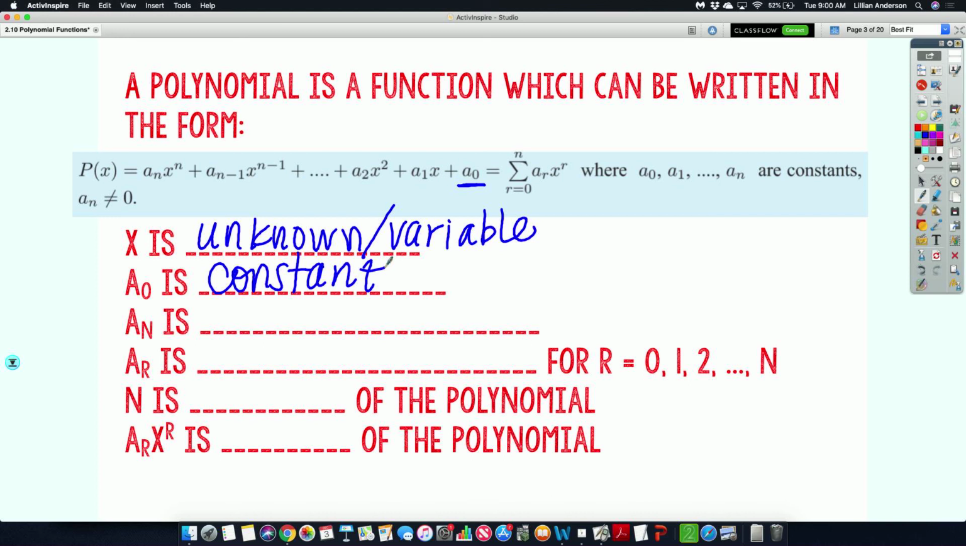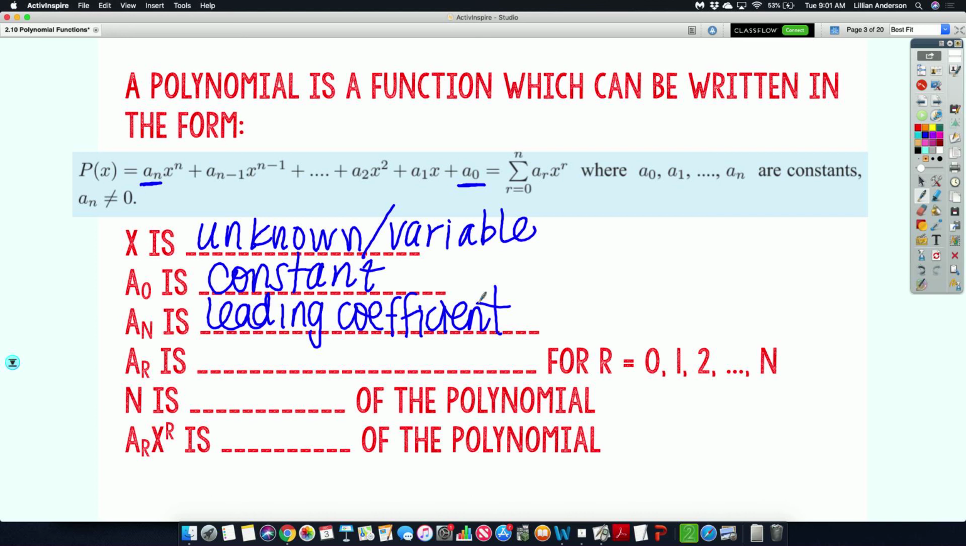What about a sub n? What does that represent? Where is it located? A sub n is located right here in the front of all this madness. It is your leading coefficient. It is that coefficient that is attached to that unknown raised to that power, and all the other powers after that are going to decrease.